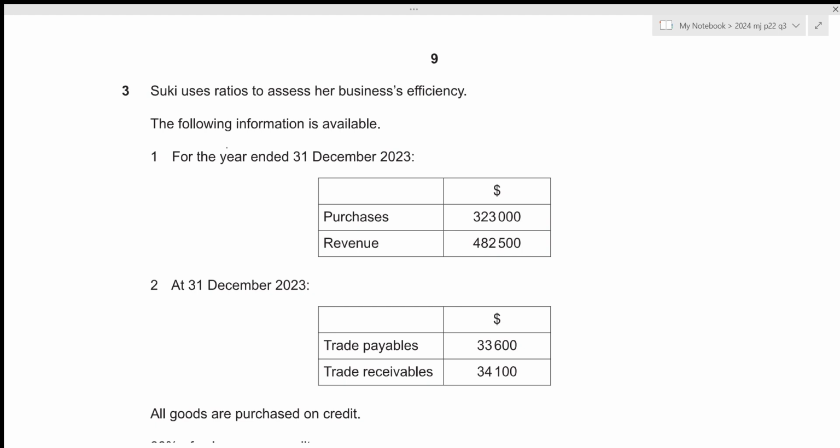Since question number 3 is of 15 marks, ideally you should be spending about 17.5 minutes in order to complete this question. And in this video as well, we'll be attempting to solve this question under 17.5 minutes. So without any further delay, let's get started.